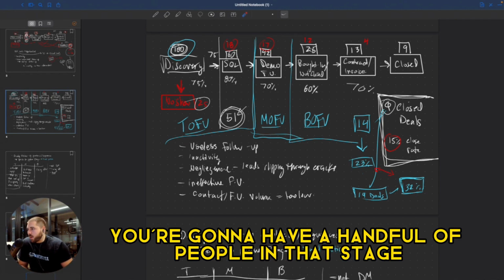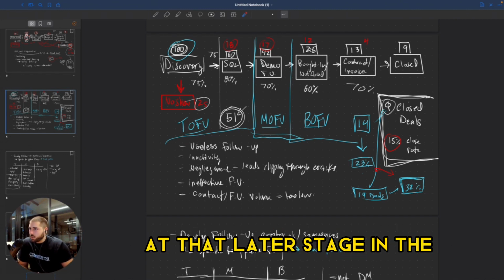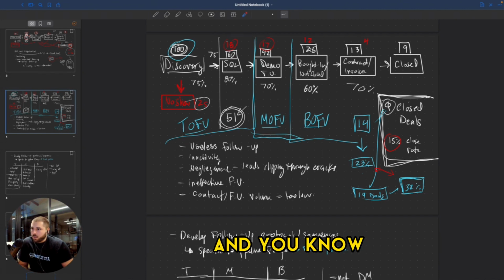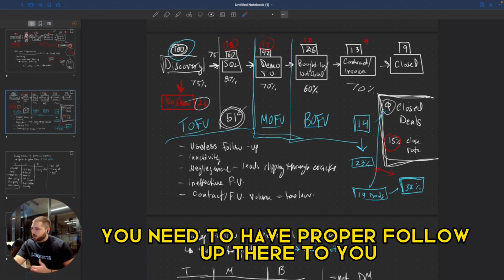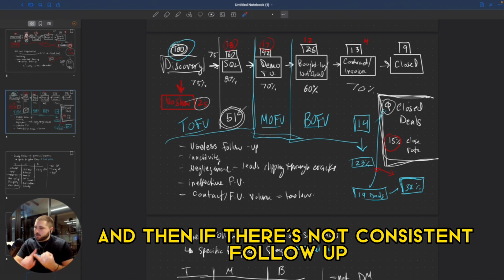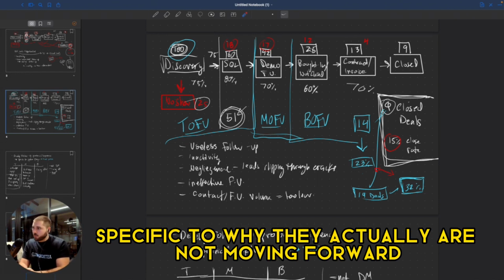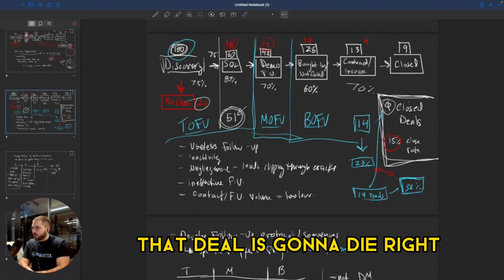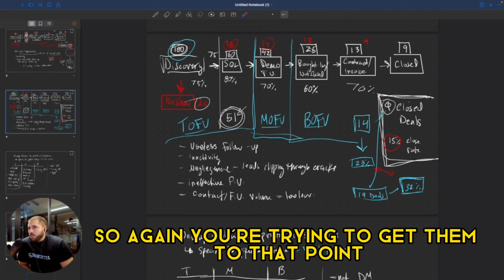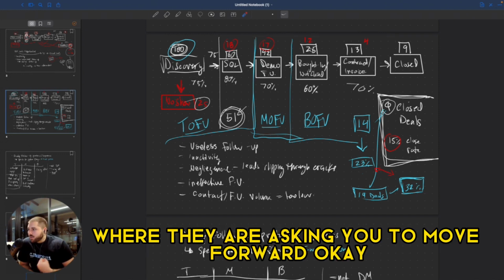So again, you're going to have a handful of people in that stage, at that later stage in the funnel or in the pipeline. And you need to have proper follow-up there to get them to the next stage. And then if there's not consistent follow-up and useful follow-up, right, specific to why they actually are not moving forward, that deal's going to die, right? They're going to be closed lost. So again, you're trying to get them to that point where they are asking you to move forward.